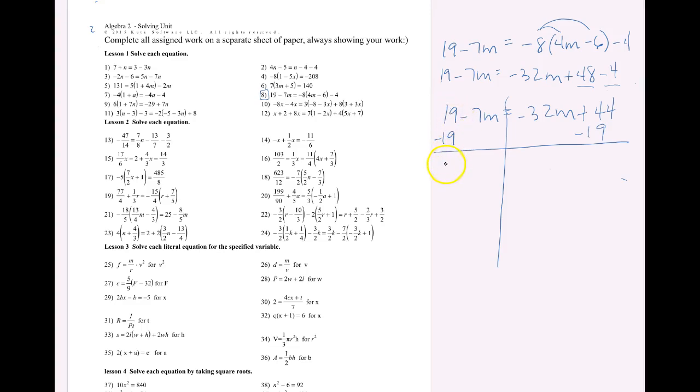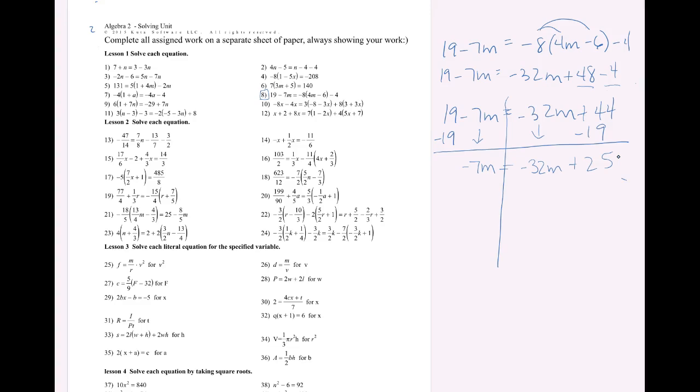19 minus 19 is 0, and then I'm going to bring this down. Notice when I bring it down, I kept the minus on it, okay? There's still an equals there. And then this side, I'm going to bring down the negative 32m. And then what is 44 minus 19? Well, I think that's going to be a 25. I'm feeling pretty good about that, actually.